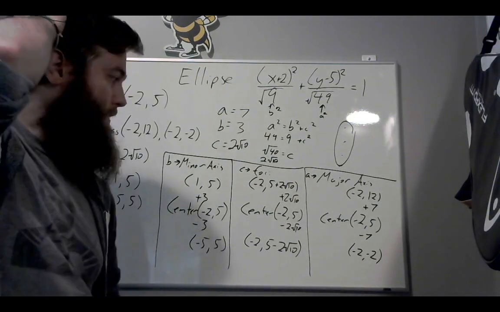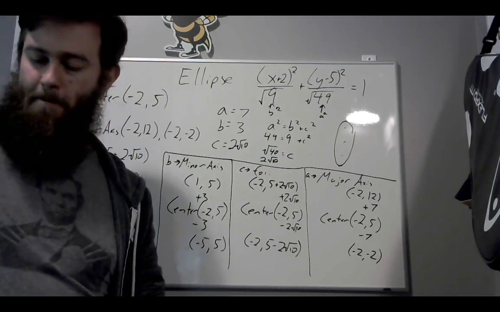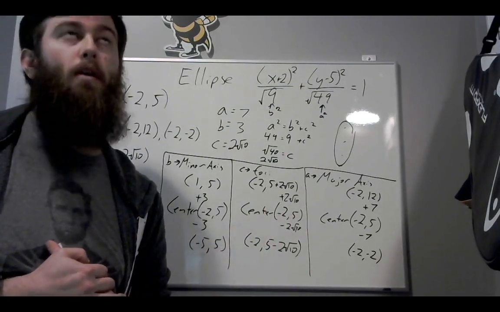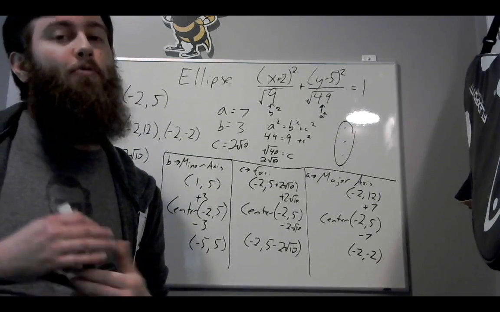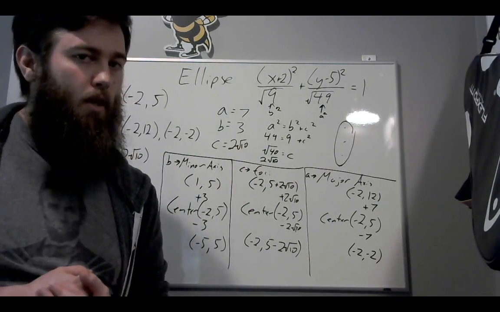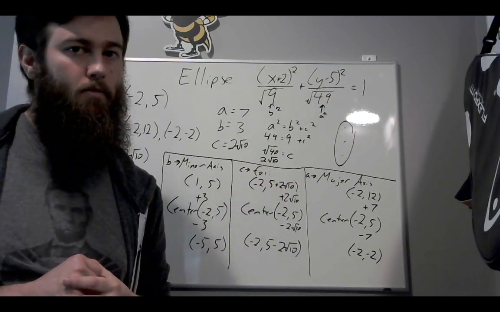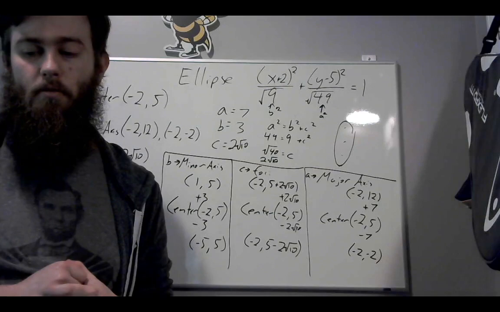So the answer on the slide had the decimal version. If you're in regular pre-cal, you can just give me it as a decimal. If you're in accelerated, I better see these exact answers. Okay.